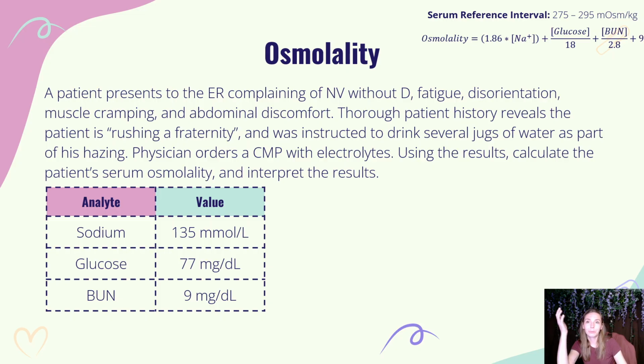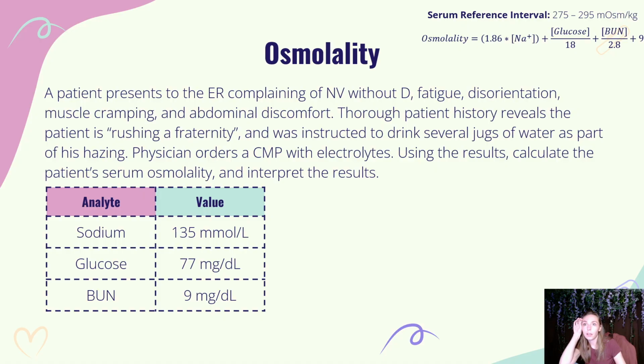So let's go through a couple of case studies just to kind of get through what's going on here. Patient presents to the ER complaining of NV without D, so nausea and vomiting, no diarrhea. Fatigue, disorientation, muscle cramping, and abdominal discomfort. Thorough patient history reveals the patient is rushing a fraternity and was instructed to drink several jugs of water as part of his hazing. Physician orders a CMP with electrolytes. Using the results, calculate the patient's serum osmolality and interpret his results.